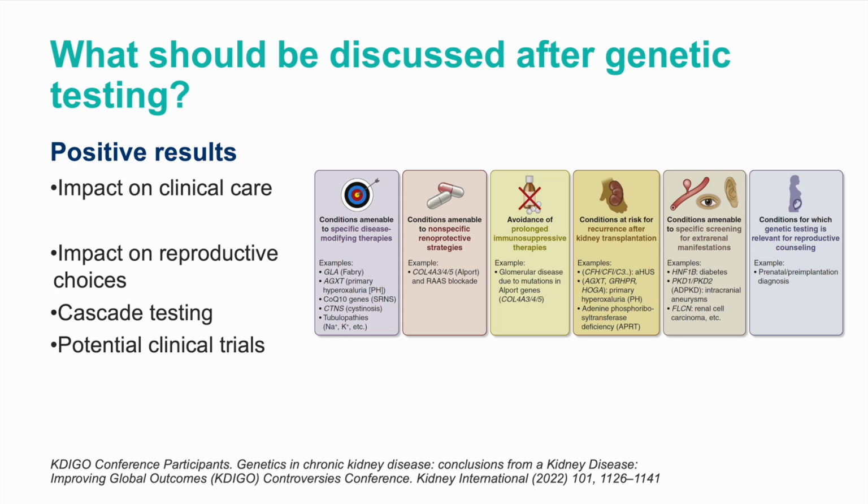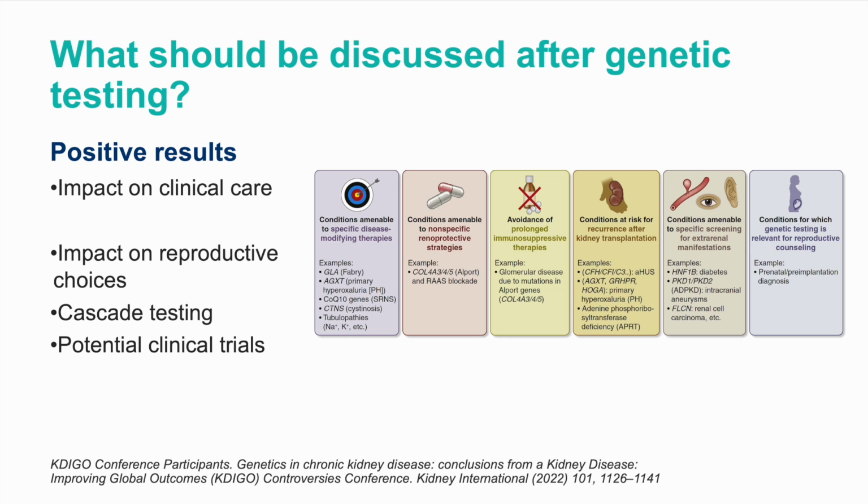errors can happen. So if the test result doesn't make sense, don't take it as if that's the truth no matter what, double check it. So assuming that the genetic result makes sense, the first thing is, does it impact clinical care?